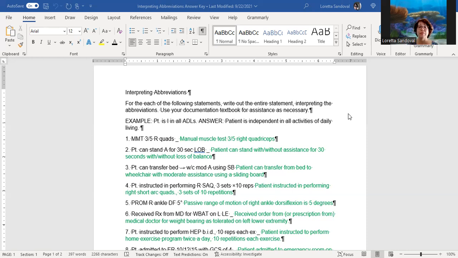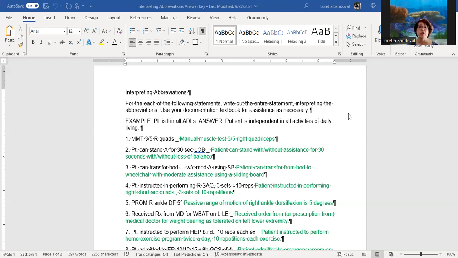Absolutely. So you might be beginning to get the idea that I'm a little bit down on abbreviations at this point. In this day of electronic and dictated documentation, with other healthcare practitioners and patients being able to read your note, be as clear as possible and only use abbreviations if they are 100% clear. Okay. Number 4, patient instruction performing right short arc quad for the SAQ, 3 sets times 10 reps.